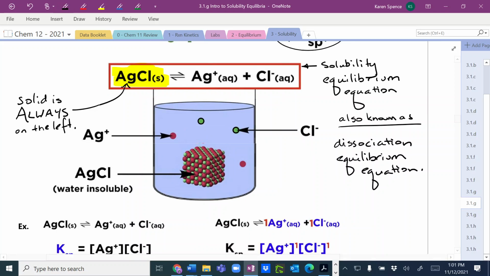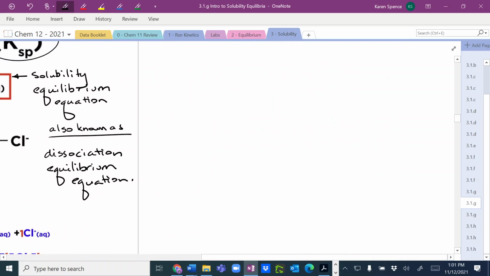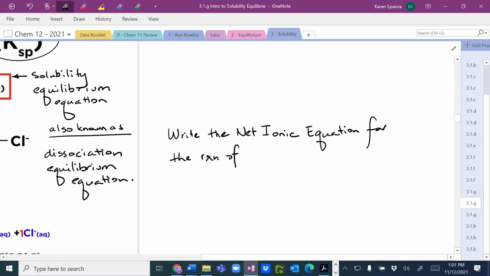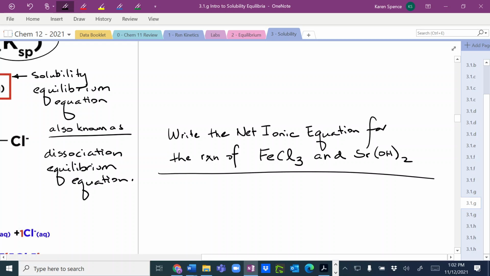I'm going to have you guys practice writing the net ionic equation. If you need extra paper for this, that's fine. I've got lots of scrap paper. Equation for the reaction of FeCl3 and Sr(OH)2.